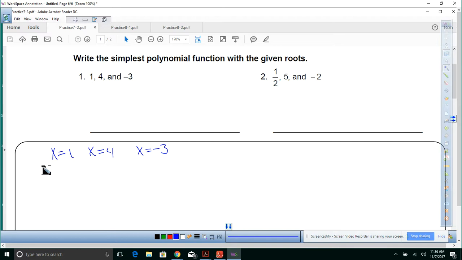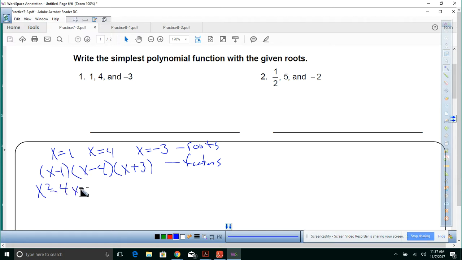So subtract 1 from both sides, and you got x minus 1. Subtract 4 from both sides, you got x minus 4. And add 3 to both sides, you got x plus 3. Okay, so those are the roots, and these are the factors. And then x times x is x squared. x times -4 is minus 4x. Negative 1 times x is minus x. Negative 1 times -4 is plus 4. And that's going to be times x plus 3.